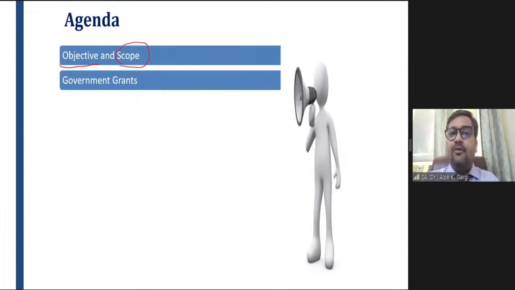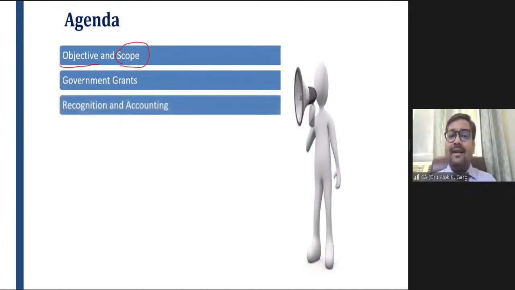Then we will discuss the government grants. Then I will discuss the recognition and accounting. So one is government grant, then I'll discuss the recognition and accounting.